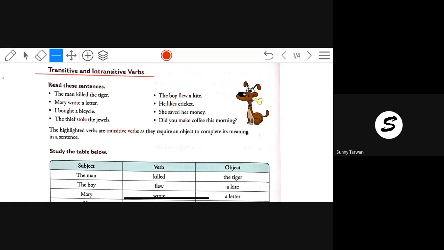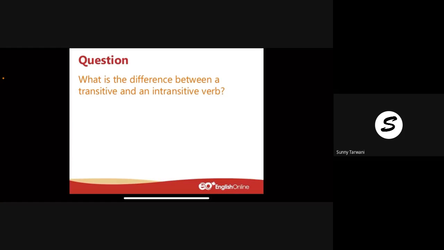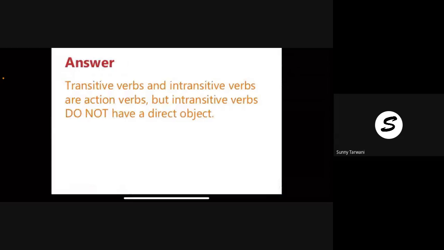So I'll show the presentation, what is the difference between transitive and intransitive verb. So that is the question. This question I will ask you today after a few minutes after I explain this topic. What is the difference between a transitive and intransitive verb? So first thing, remember, transitive verbs and intransitive verbs are action verbs, but intransitive verbs do not have a direct object. Intransitive verbs, they don't have an object, whereas transitive verbs, they do have an object.